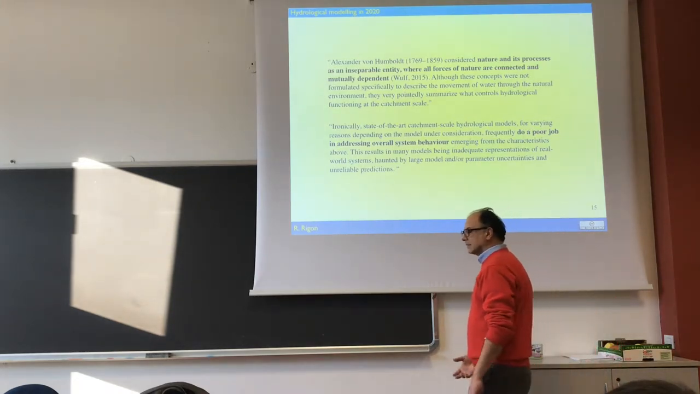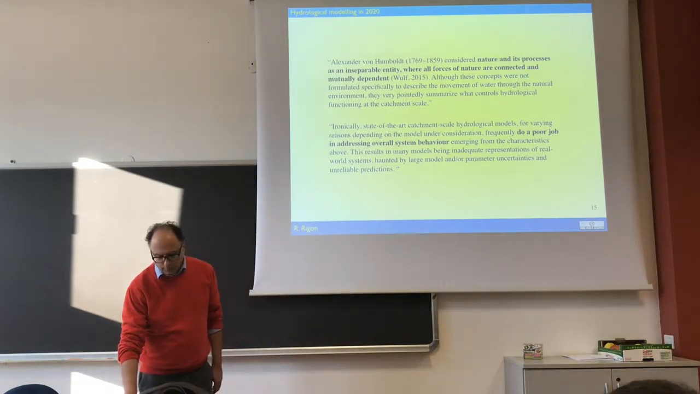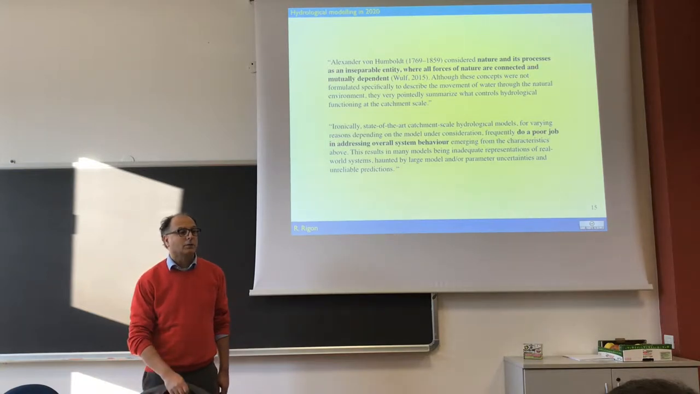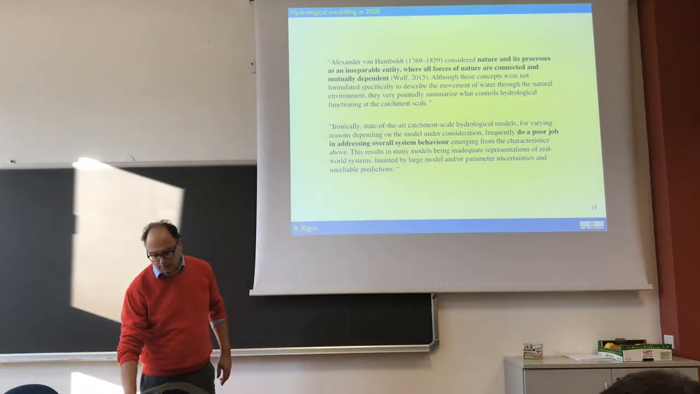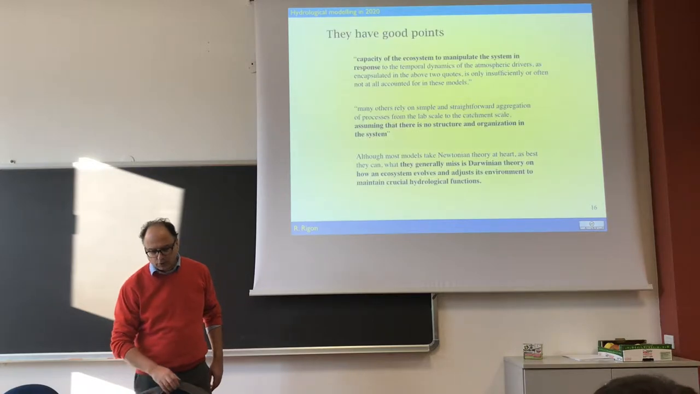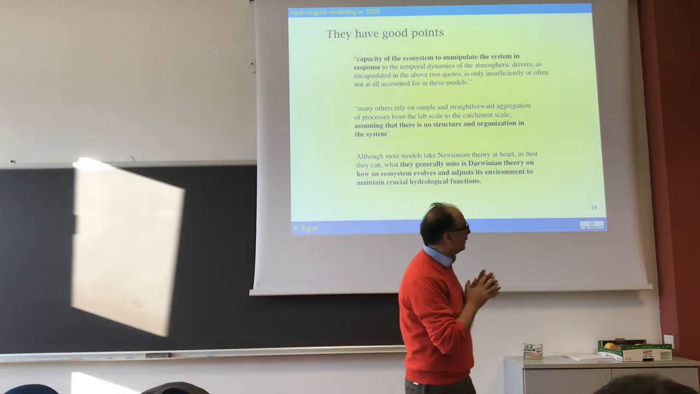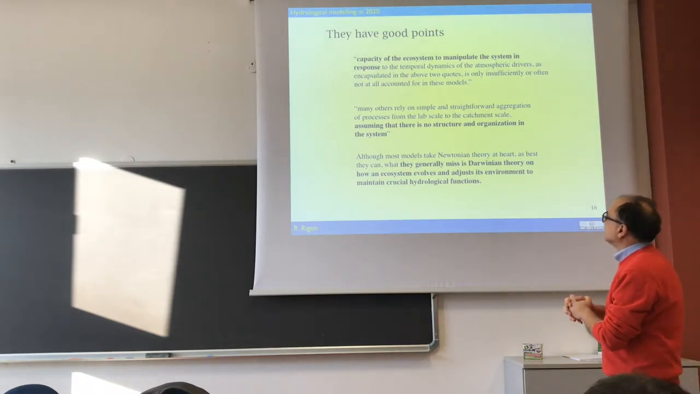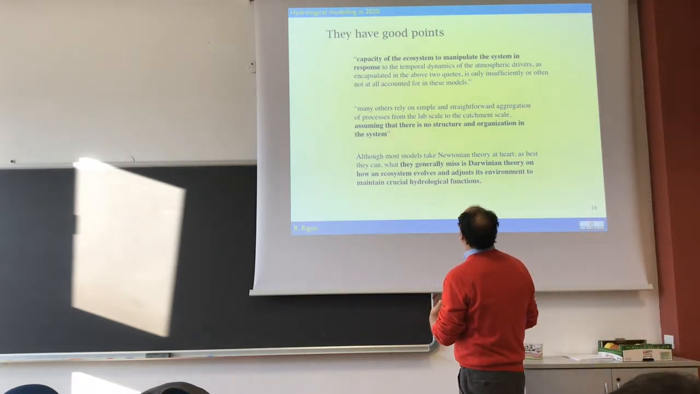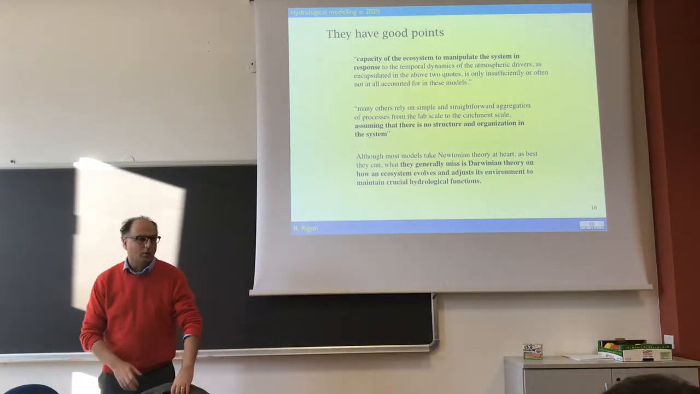So there are things that are still interacting, and they have not been addressed so far in hydrology, or not properly addressed. If we don't describe this interaction, we do a poor job. The author of the paper says: the capacity of the ecosystem to manipulate the system in response to temporal dynamics must be encapsulated in our model.